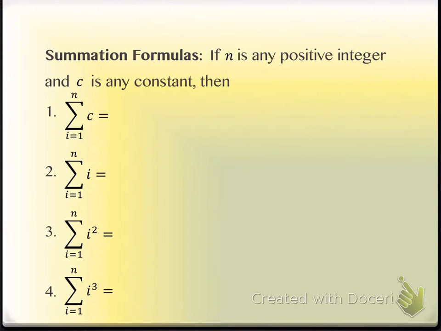So if we had i equals 1 to 6 and I had the number c 6 times, what would that be? c plus c plus c plus c. How can I write that shorthand? 6c. So what I have here is whatever the constant is, I'm supposed to be adding it multiple times, times the number n.